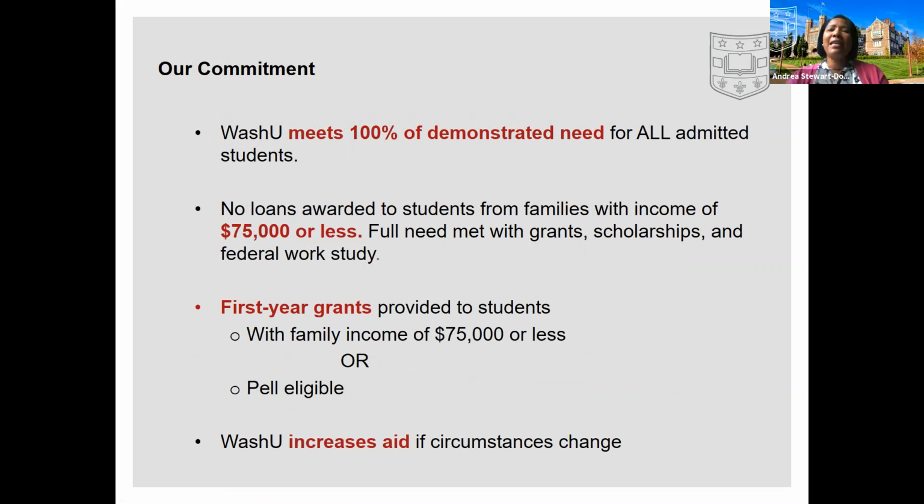I would like to take this opportunity to remind everyone of our commitment to make WashU affordable for families. We are committed to meeting 100% of demonstrated need for all of our admitted students. Students with a family income of $75,000 or less will have their full need met with scholarships, grants, and federal work study, no loans. These students and those that qualify for Pell Grant will also receive additional grant money to cover their transition to WashU as a first-year student.